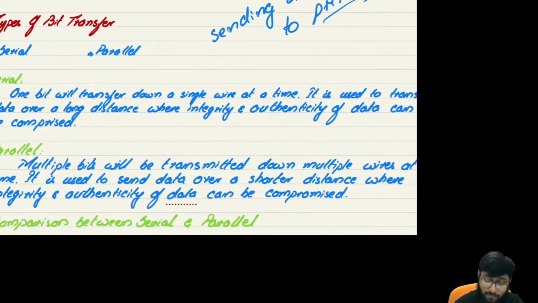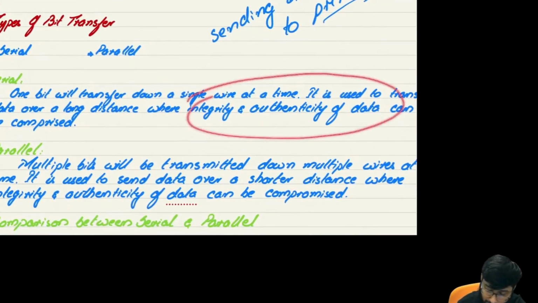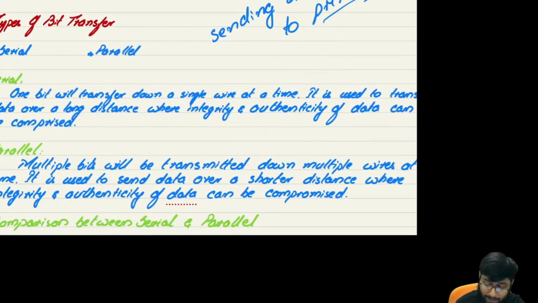Because as I told you that this thing is more important: authenticity and integrity. Authenticity and integrity of the data cannot be compromised. We need the exact data that we have sent to the printer. We need the exact word to word data to be printed on a paper as we have sent it. So at that location we cannot compromise over the authenticity or integrity of the data. So we will be utilizing the serial transmission over there.